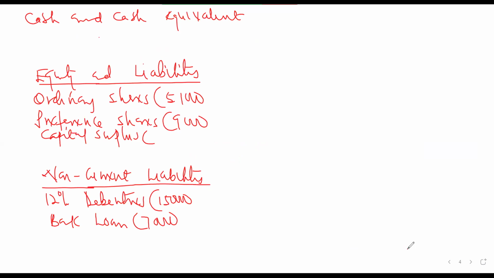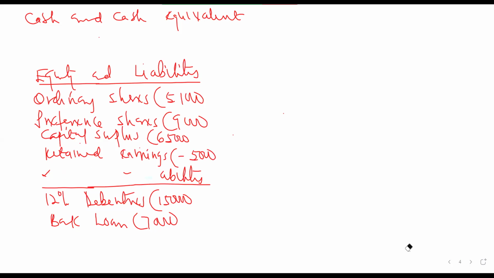So how much is that? 65. All right. So the capital surplus will be the retained earnings. So this will be 65,000. The retained earnings is what? Is negative, isn't it? Negative 5,000. Yeah, negative 5,000. Please don't ask why they are having capital surplus of 65,000 and retained earnings of negative 5,000 and they want to close down.